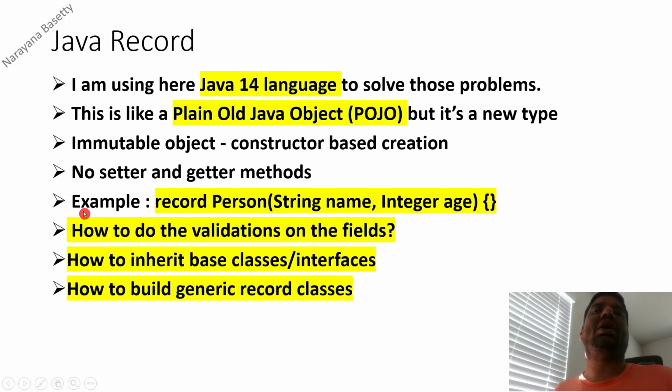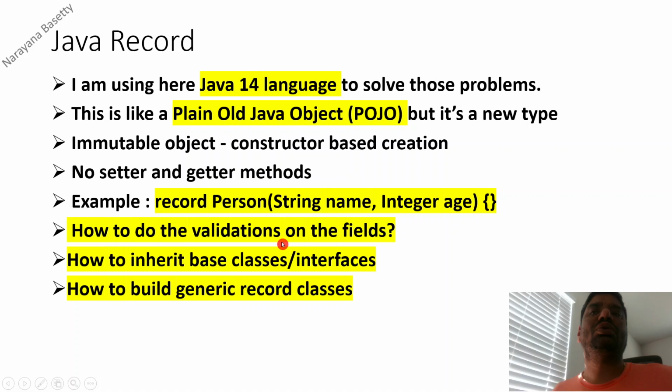So how do we define a Java record type in Java 14? Record is the keyword, followed by the name of your object. Here it is Person, and the names of the attributes: String name, int age. These two are my attributes, and then the record class is closed.